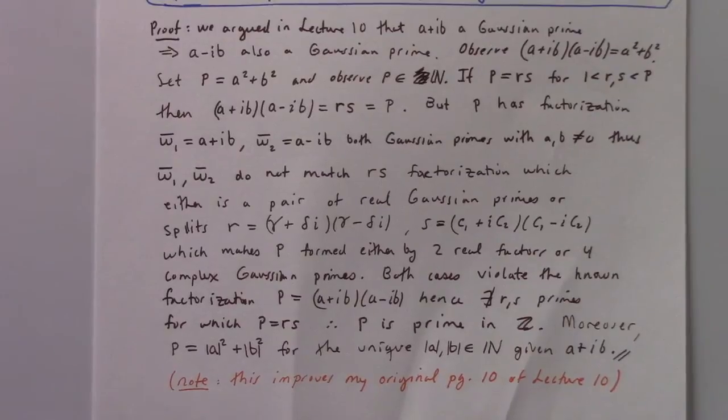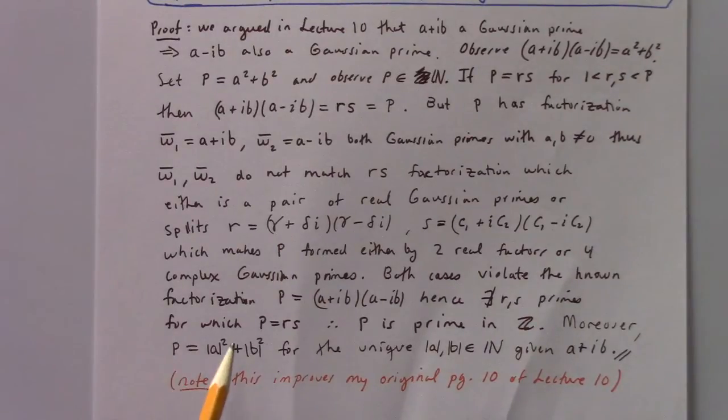Moreover, if you think about it, the prime is equal to the absolute value of A squared plus the absolute value of B squared for the unique pair, absolute value of A, absolute value of B, in the natural numbers. So once you're given that A plus iB is a Gaussian prime, if you just take the absolute value of A and the absolute value of B, that uniquely picks out a prime, absolute value of A squared plus absolute value of B squared. By the way, this is an improvement of my original page 10 in lecture 10, which I think was substandard to this.